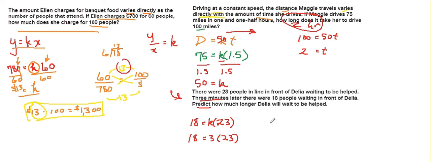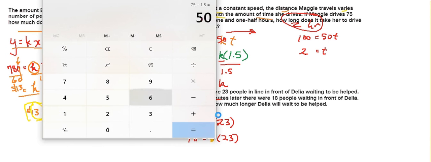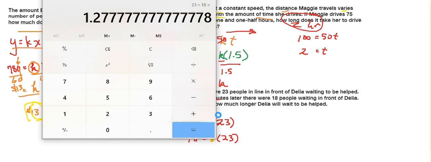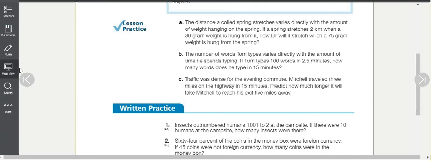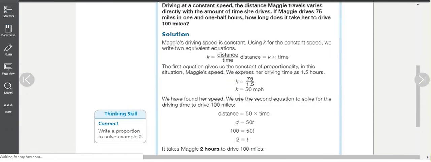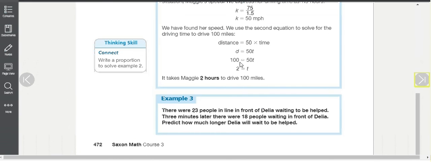Let's see here. Maybe we shouldn't use the 3. Maybe we should just do 18 or 23. I'm wondering if 23 divided by 18 is our constant. Let's see what they did for this. It's an interesting problem. Glad we did it.